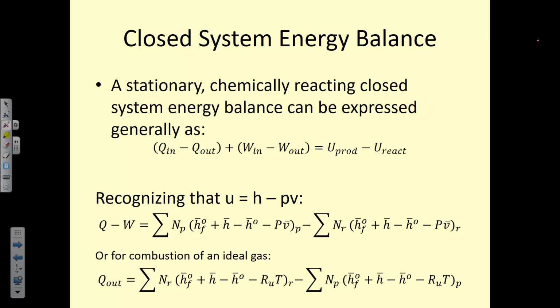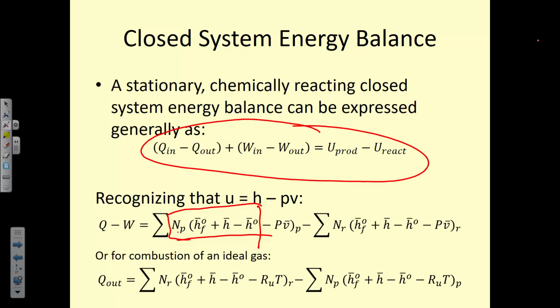So we can just use what we developed previously. So this part of the equation is the same as for the steady flow system. But if we remember that for a closed system, our equation looks like this. Q in minus Q out plus work in minus work out is equal to the change in internal energy. And internal energy is related to enthalpy by the pressure times the volume. This should actually be a capital P here.